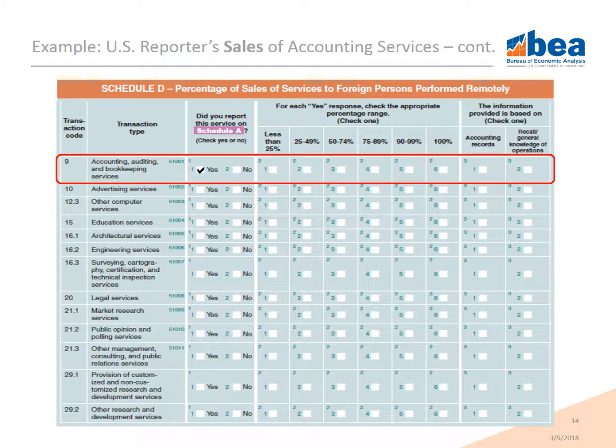Next, locate the column at the top of the table that corresponds with 40%, the percentage of sales attributed to work performed remotely by the U.S. reporter. Check the box where the row and column intersect. Lastly, indicate in one of the two rightmost columns whether the information provided is based on the U.S. reporter's accounting records or on recall or general knowledge of the company's operations.